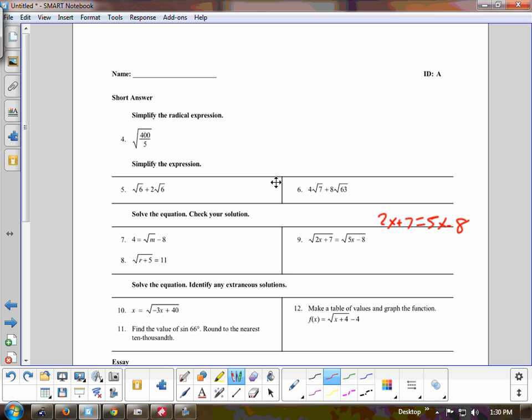Okay, so we set them equal to each other, and we're going to get the x's by themselves and the numbers by themselves. Let's bring the negative 2x over to that side, and we're going to get 7 equals 3x minus 8. Then add 8 to both sides. Then you get 15 equals 3x. Divide both sides by 3, and you get x equals 5.